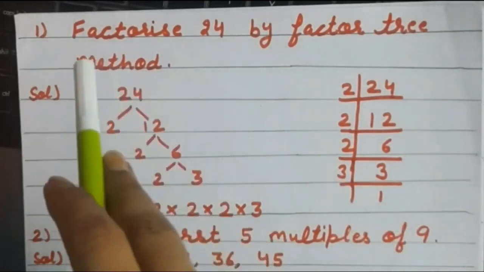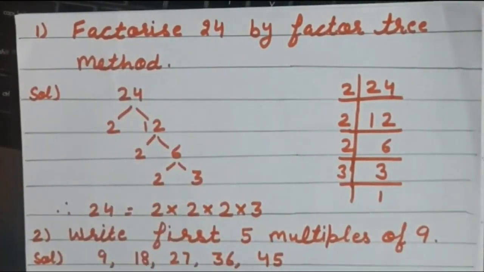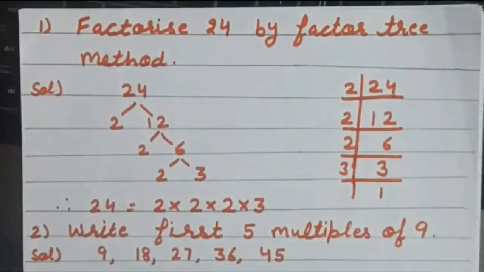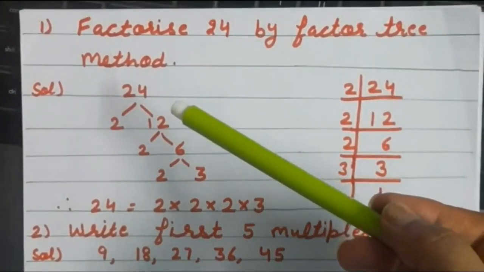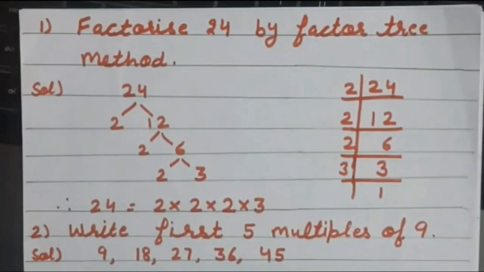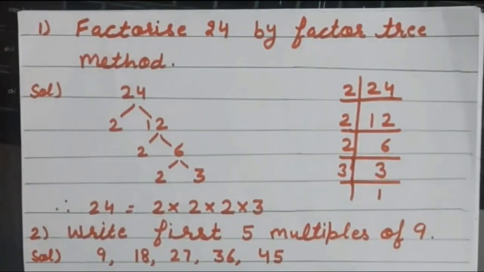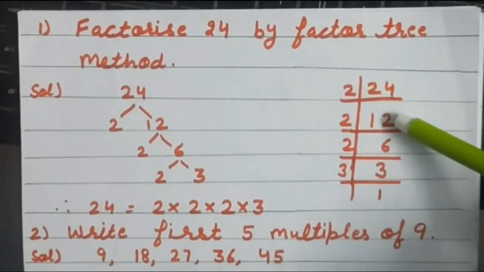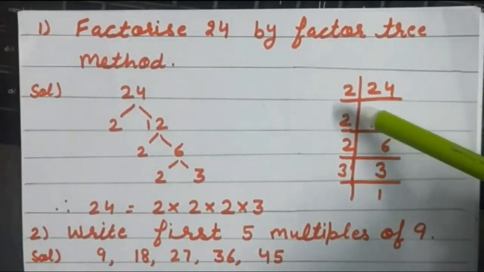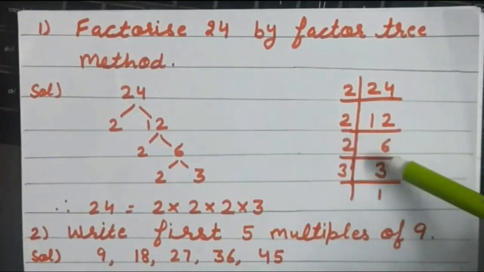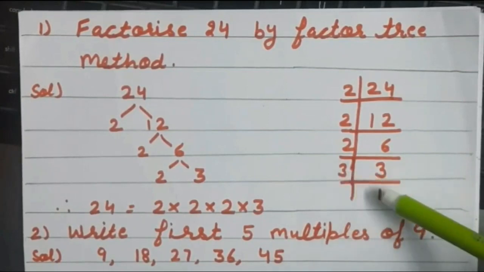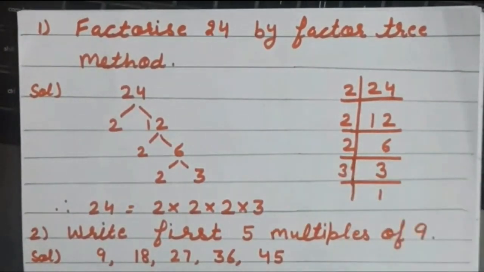Okay. So first question is factorize 24 by factor tree method. 24. We have to factorize it by factor tree method. So 24, when we are dividing it with 2, we will get 12. 12 divided by 2, we will get 6. 6 divided by 2, we will get 3. 3 will be divisible by 3. So 3 divided by 3, 1. 3 2 से divide नहीं होगा ना, right?